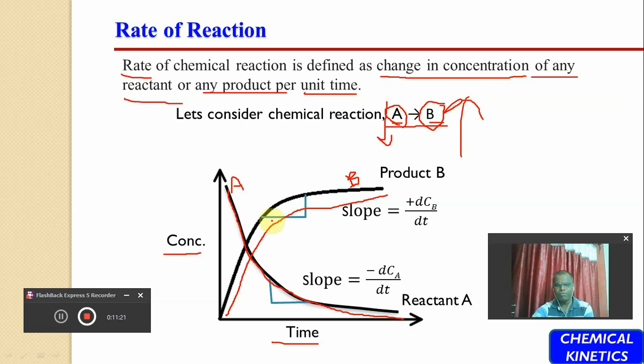So with respect to this, if we plot the graph of concentration versus time, we will get such a nature of graphs for the concentration of reactant A and the concentration of product B. And if we calculate the slope, the slope of this line will be the change in concentration of the product, dCB, here with a positive sign. Why it has a positive sign we will discuss later on. This is divided by the change in time dt, and the slope of this line will be minus dCA, the change in concentration of reactant A, over the change in time.